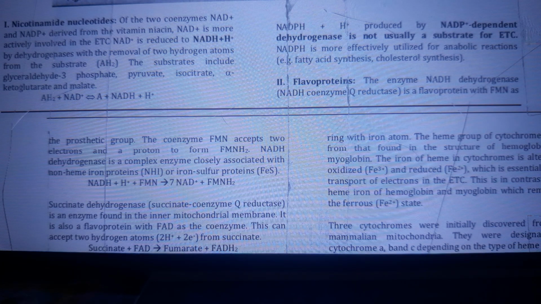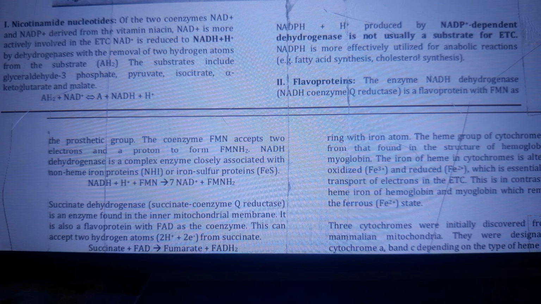Nicotinamide nucleotides: the 2 coenzymes NAD plus and NADP plus are derived from the vitamin niacin. NAD plus is more actively involved in the ETC. NAD plus is reduced to NADH plus H plus by dehydrogenases with the removal of 2 hydrogen atoms from the substrate AH2. Substrates include glyceraldehyde 3-phosphate, pyruvate, isocitrate, alpha-ketoglutarate, and malate. AH2 plus NAD plus gives A plus NADH and H plus.